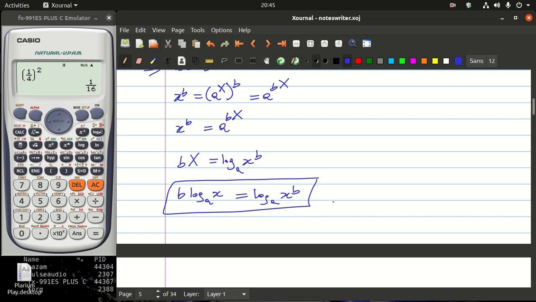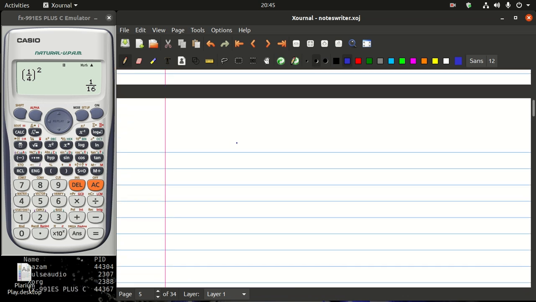Right. Now I want us to go for the last one, and then we can call it a day. So we have this one. The last one was saying log_a of x is the same as log_b x over log_b a.